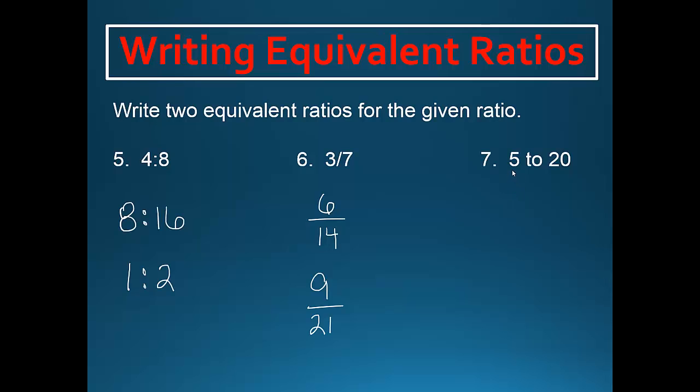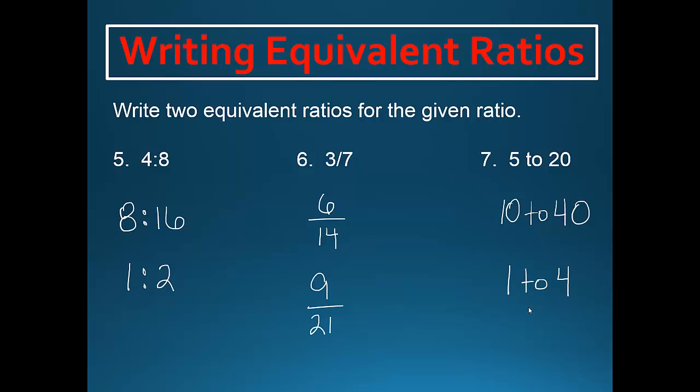Let's go ahead and use multiplication first, and let's multiply by 2. 5 times 2 is 10, and 20 times 2 is 40. So 10 to 40 is an equivalent ratio. We could also use division because we could divide both of these by 5. 5 divided by 5 is 1, and 20 divided by 5 is 4. So we have the ratio 1 to 4. 1 to 4 is actually in simplest form.